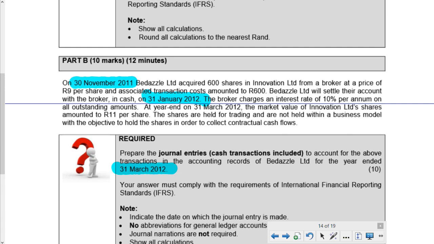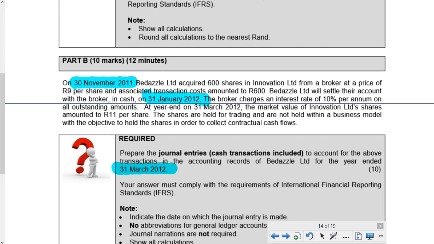And then my year end is March. So those are my balances that I have. We acquired 600 shares from a broker at 9 Rand per share and transaction costs of 600. The company will settle the account with the broker in January. The broker charges interest at 10% per annum. Assume that the 9 Rand, the transaction costs, we also pay the broker.